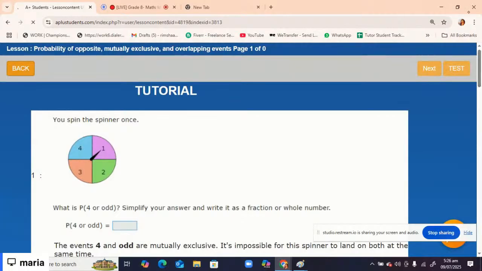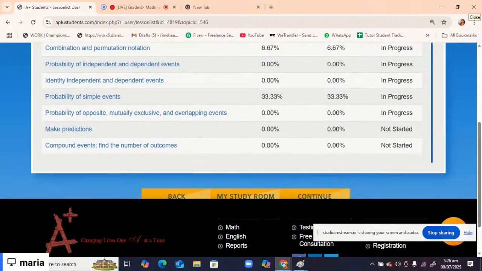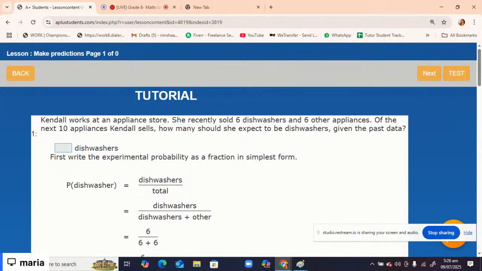Hope you guys understand this lesson. So now let's discuss the next topic, which is making predictions. Kendall works at an appliance store. She recently sold 6 dishwashers and 6 other appliances. Of the next 10 appliances Kendall sells, how many should she expect to be dishwashers given the past data?